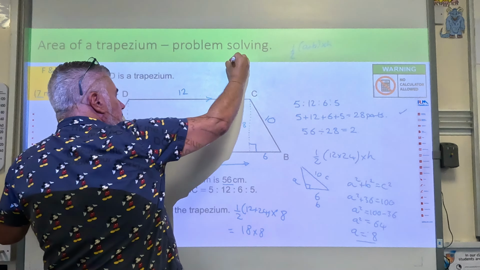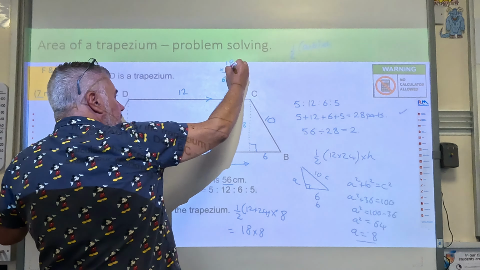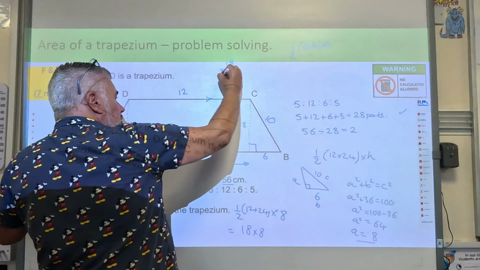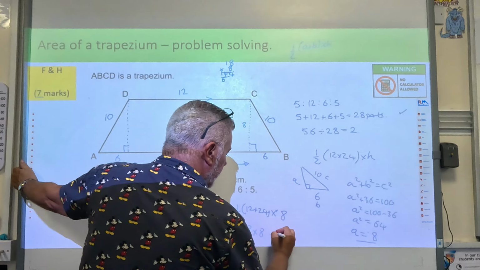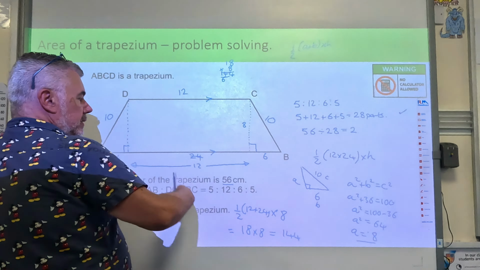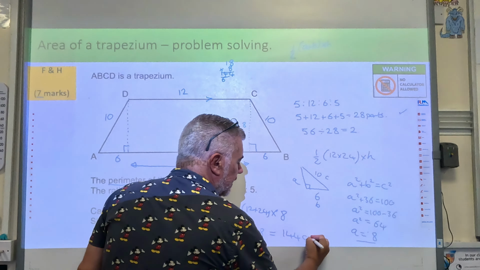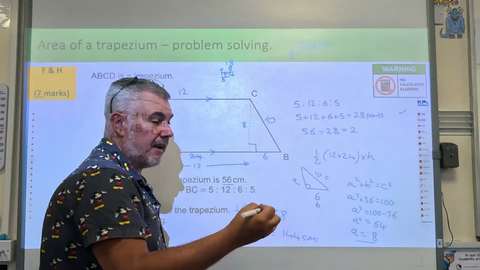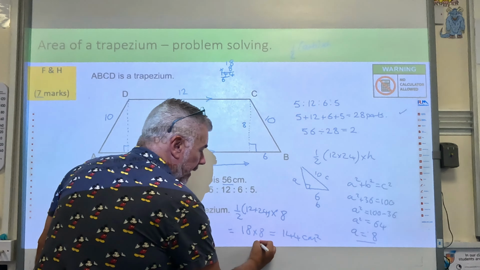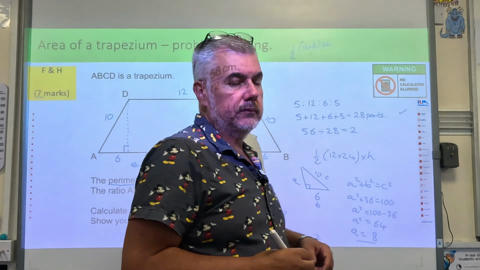Might have to do a quick multiplication up here. 8 8s are 64. 8 times 1 is 8. 9, 10, 14 is 144. So the area of my trapezium is 144. Are we given units in this question? We are given units. 144 centimetres. Because it's an area, we need to square those. My answer is 144 centimetres squared.